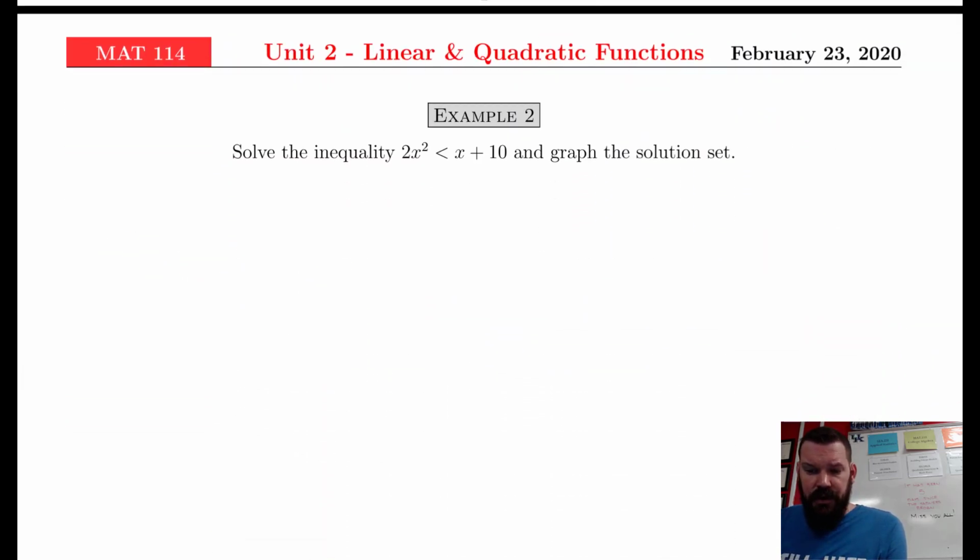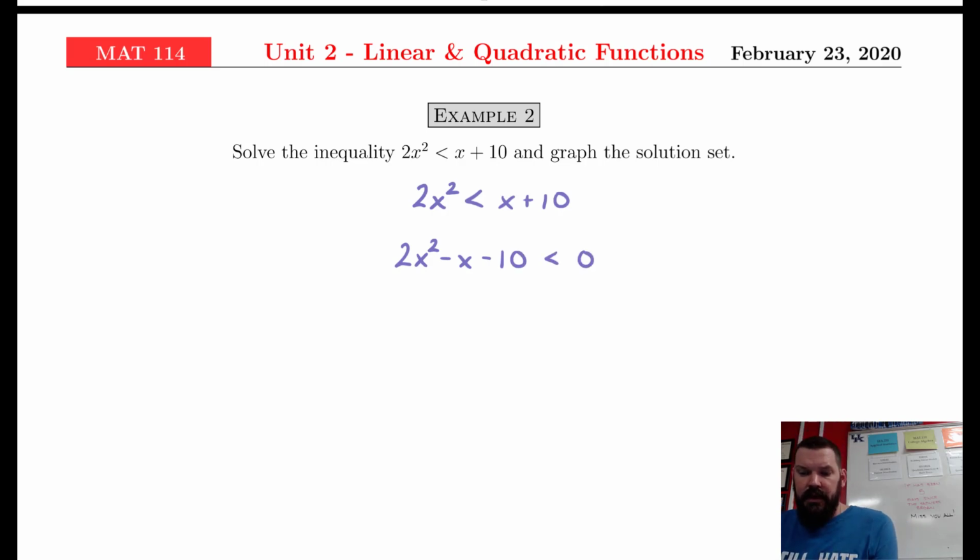With example 2, solve the inequality 2x squared less than x plus 10. So we need to work on this one first. We have 2x squared less than x plus 10. Let's subtract everything on the right hand side, move it over to the left, and we get 2x squared minus x minus 10 is less than 0.